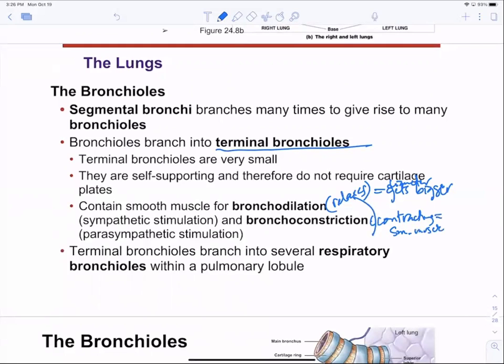And that means the diameter gets smaller. This affects airflow, right? So airflow decreases, airflow increases. So when it bronchodilates, you increase the airflow. When you bronchoconstrict, it decreases the airflow.